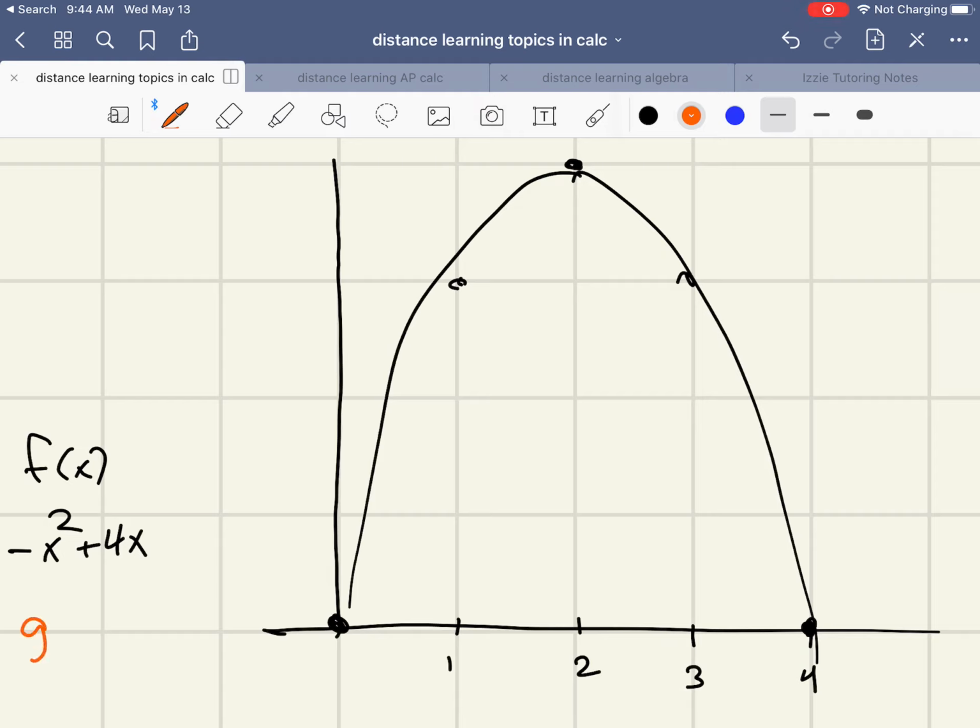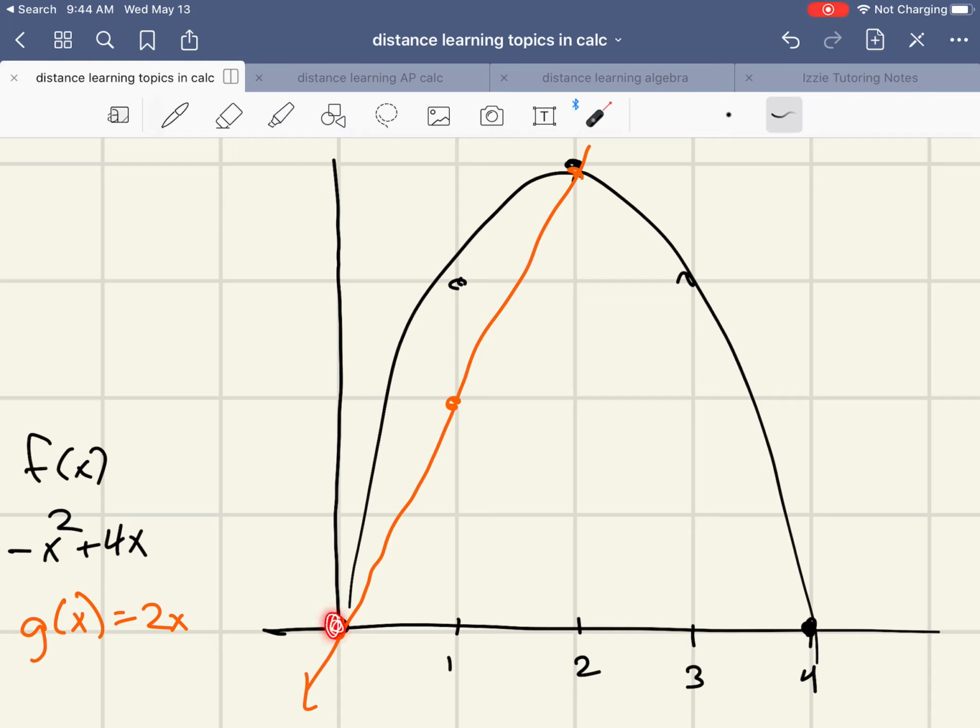Y equals 2x, or g of x, is the line that has a y-intercept of 0 and a slope of 2. So it looks like this and goes on forever. But what we just found is that these two graphs intersect at 0 and 2. So 0, 0 and 2, 4 are the points of intersection.